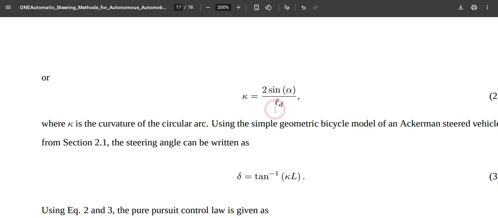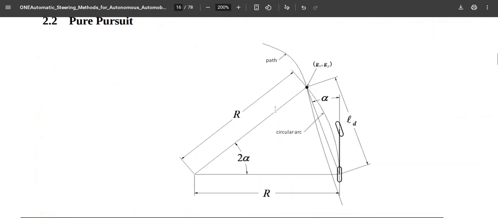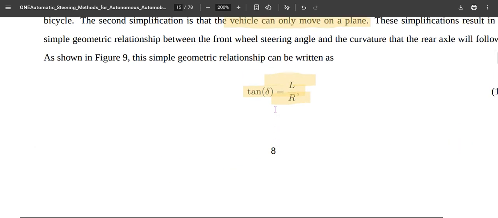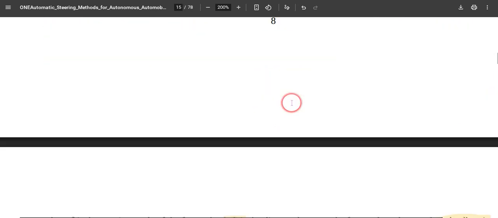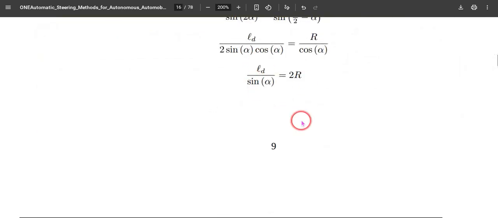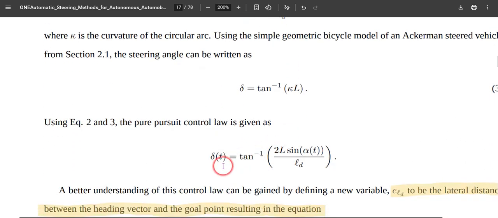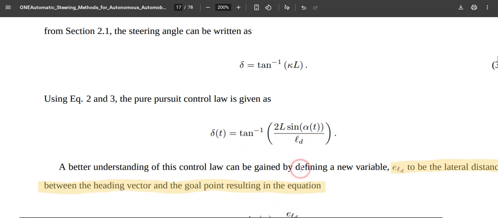And previously we mentioned the geometrical relationship tan delta is equal to L by R. Using that relationship we get the final angle we have to steer to maneuver along that path, based on the look ahead distance to reach that point. The look ahead point gx, gy gives delta equal to tan inverse of 2 L sine alpha by LD.